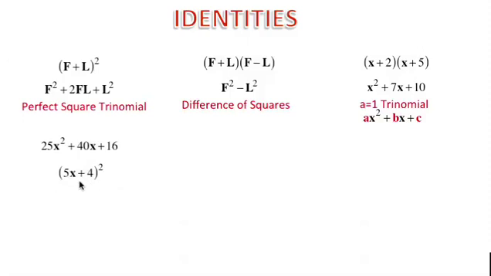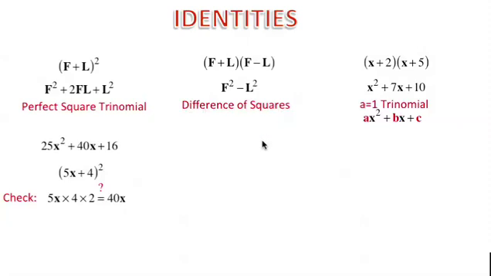To check, is it 2FL, 2 times the first times the last, and is that the middle? So we do the first term times the last term times 2, and that's it. 5x times 4 times 2 is 40x, which is the middle term. So yes, it is a perfect square trinomial, and this is your answer. This is it factored. Ta-da!